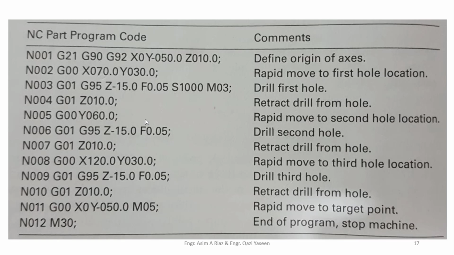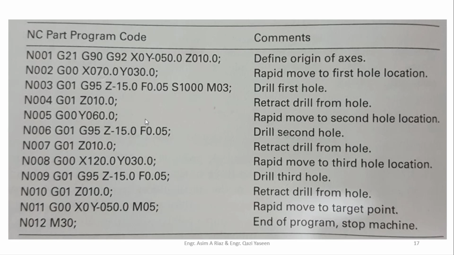In the second last sequence, or in the second last NC instruction, you can see G00 X0 Y -50. So it is used to shift the cutting tool back to the origin position from where you have started, and then you have to use M05.